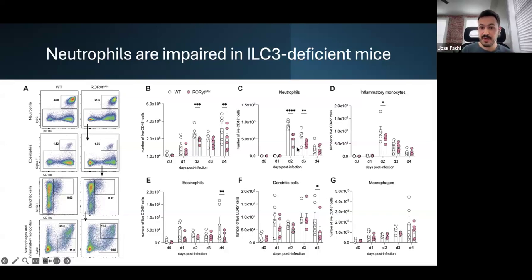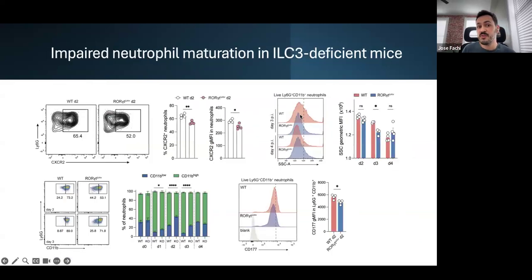Then, very intrigued by this, we decided to investigate whether these neutrophils were somehow impaired. Checking the neutrophil maturation stage, we noticed that they express less CXCR2. This is a very important chemokine receptor related to neutrophil migration to the tissue. As you can see, ILC3 deficient mice express less CXCR2 in the neutrophil population. They also have less granules in the cytoplasm, suggesting impaired maturation.